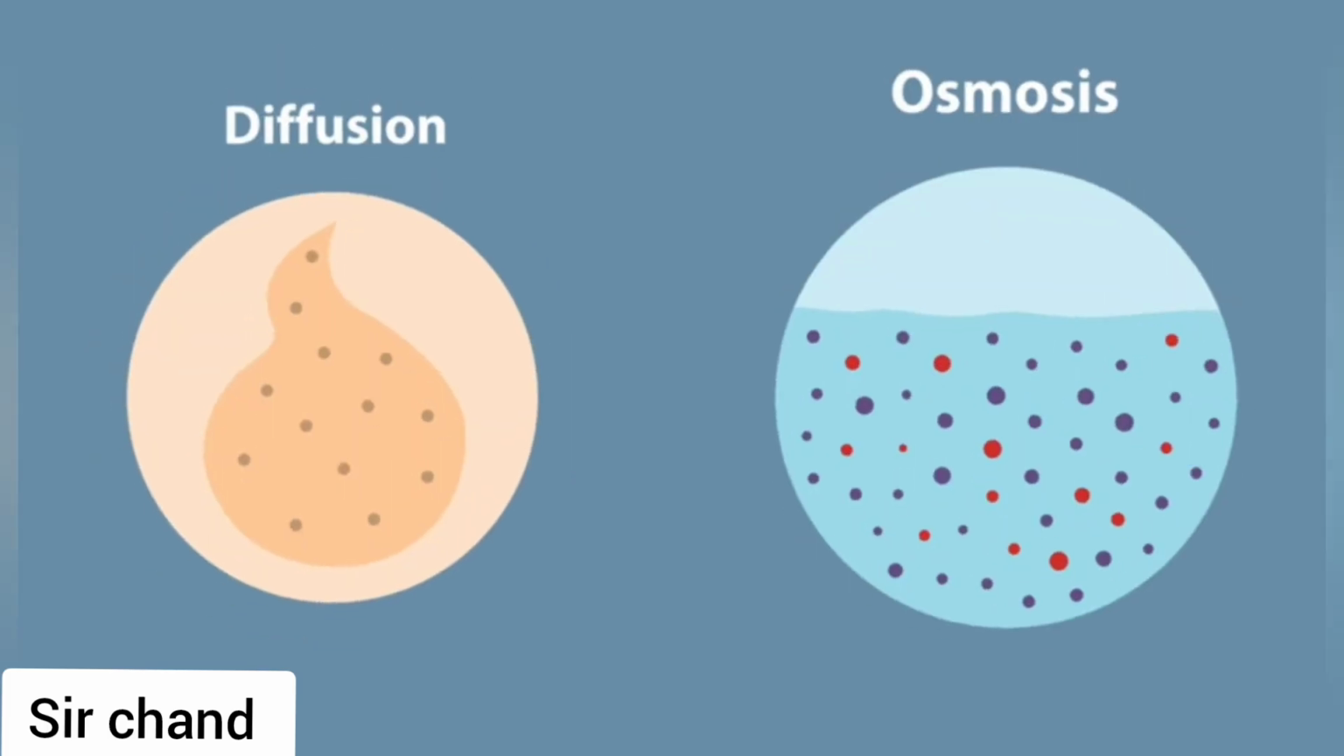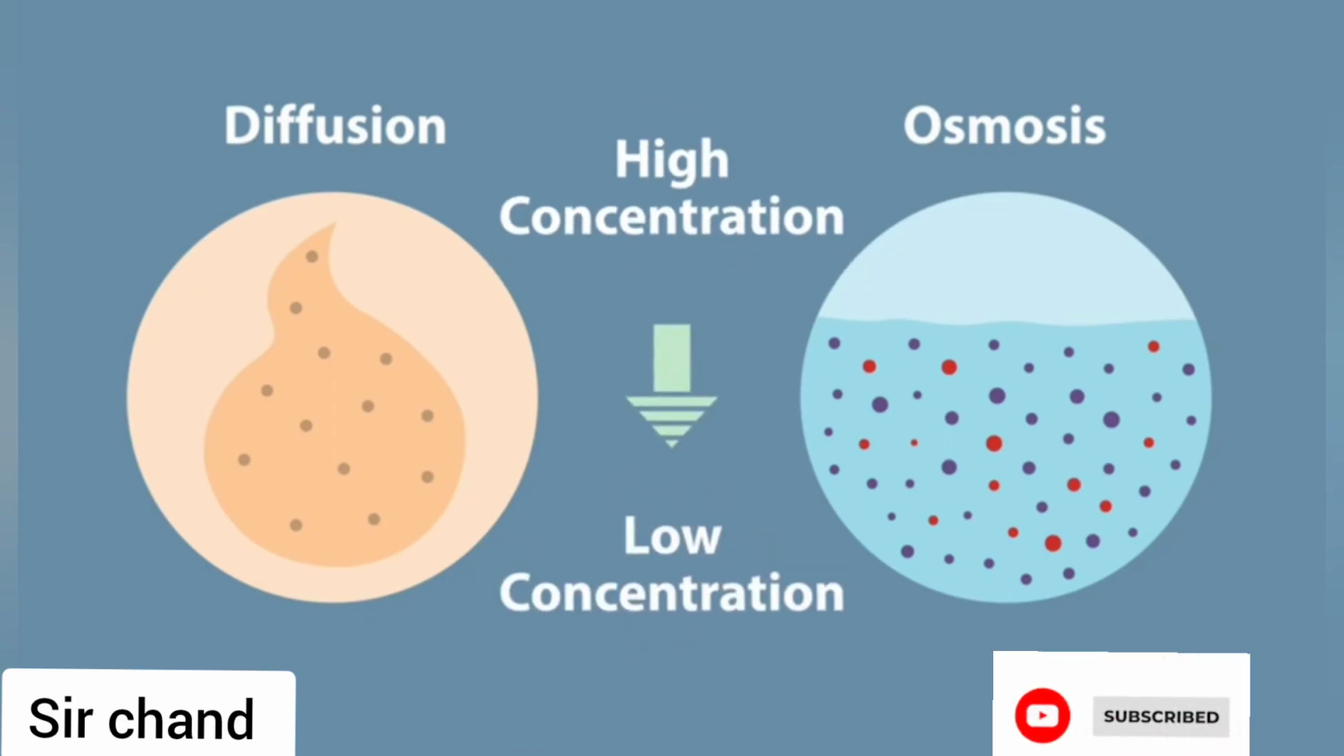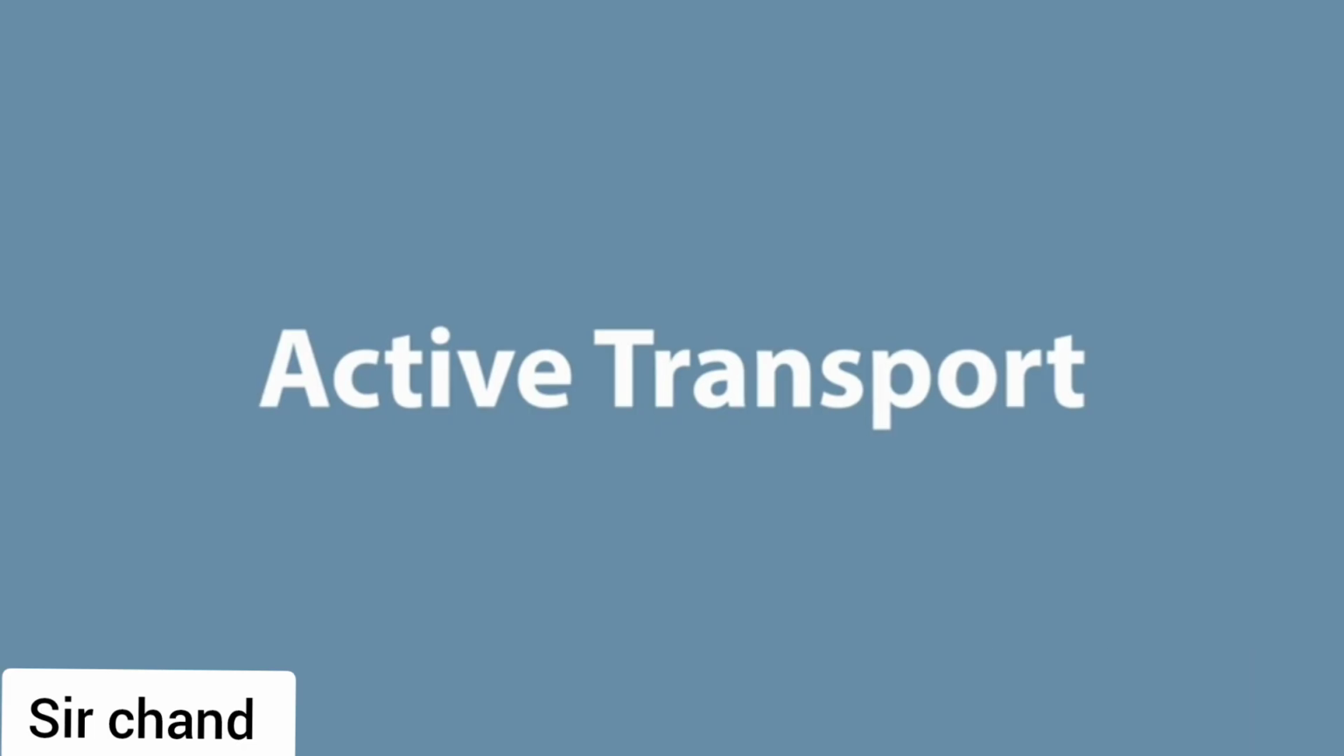Gases, and osmosis for the movement of water. They were things that could easily move from a high concentration to a low concentration. That makes sense. So what is active transport for? Well, the clue is in the name, active. Work has to be done.